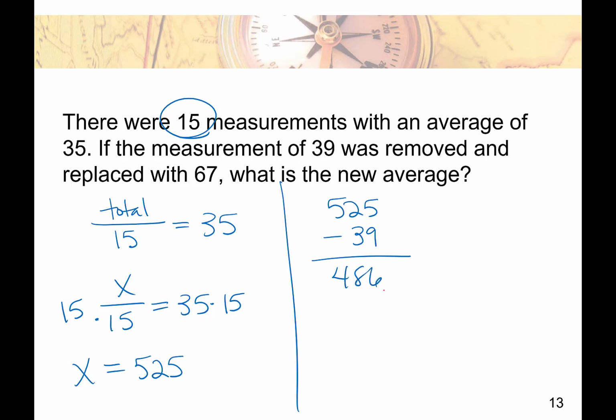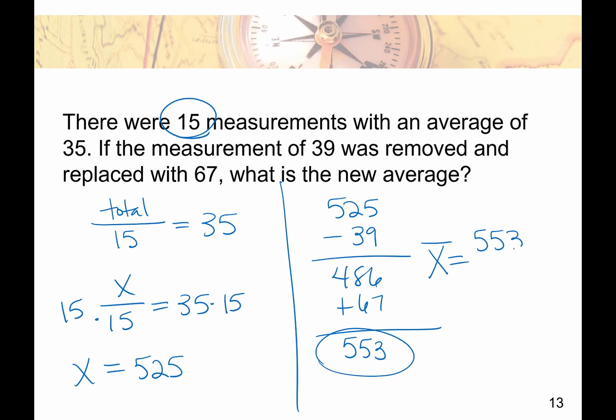But then the second part of that sentence says replaced with 67. So now we are going to add 67 back into that total. That's 553. So this number 553 is the total of all 15 measurements, and that includes the part where we removed 39 and replaced it with 67. And so the new mean would be 553 divided by 15 measurements, which is approximately 36.87.